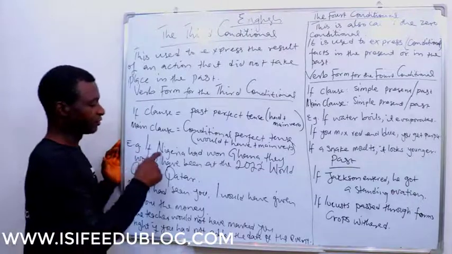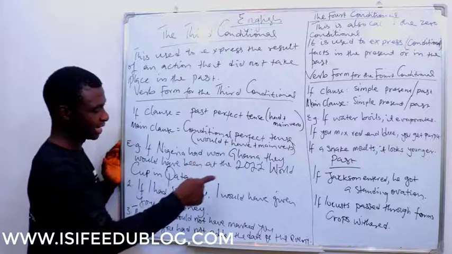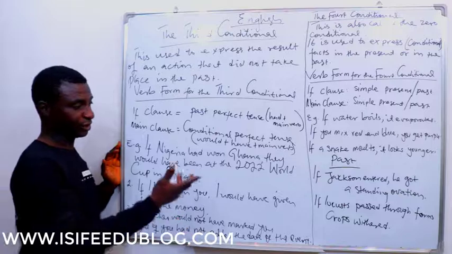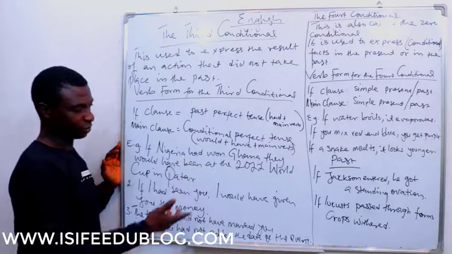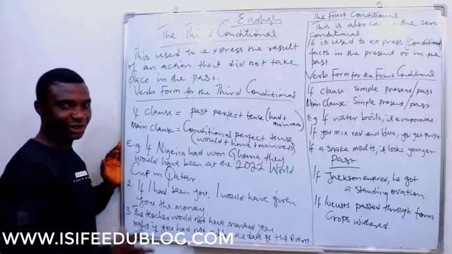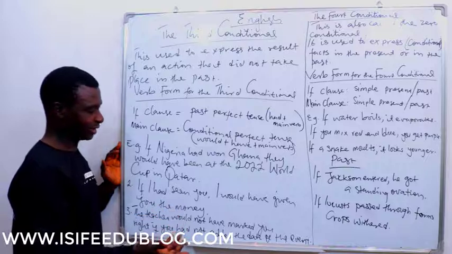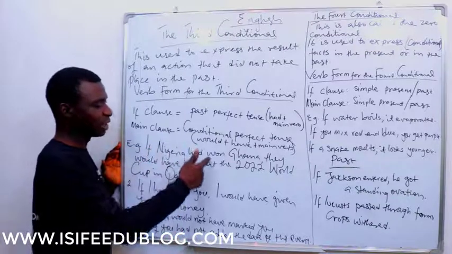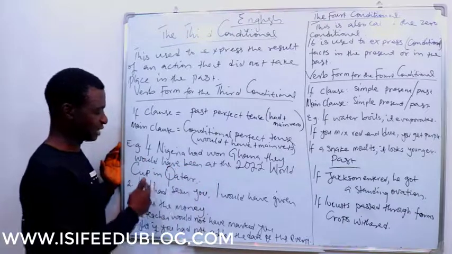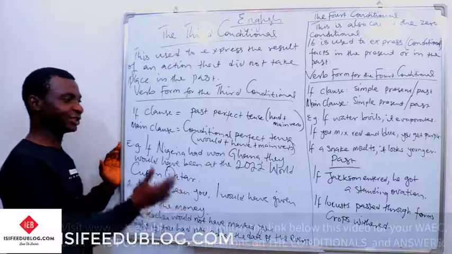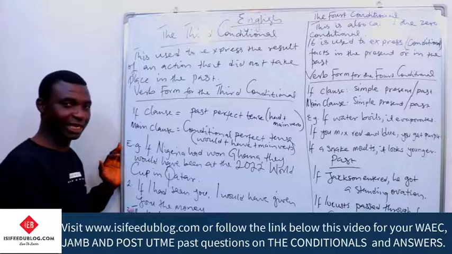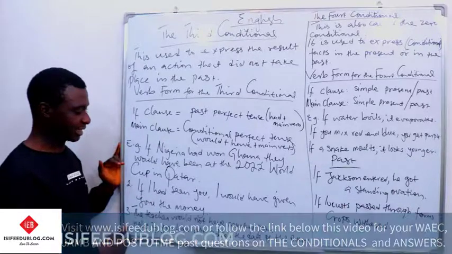Here, if Nigeria had won Ghana, if you follow football, Nigeria lost the playoff to the 2022 World Cup to Ghana. But as a Nigerian, I say if Nigeria had won Ghana, they would have been at the 2022 World Cup in Qatar. This is a result of an action that did not take place. Ghana won that match. Nigeria didn't. And Ghana qualified for the World Cup in Qatar.